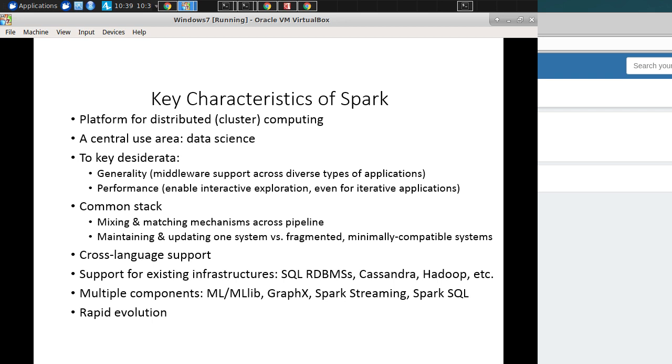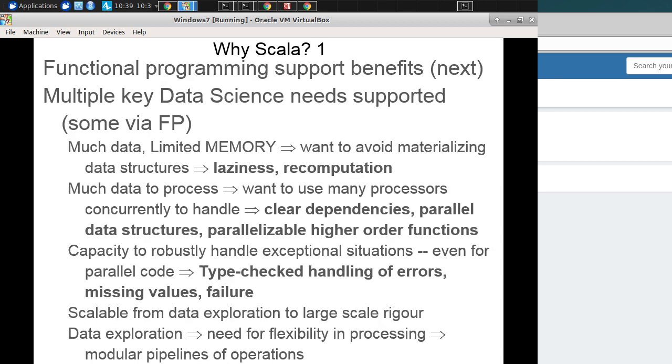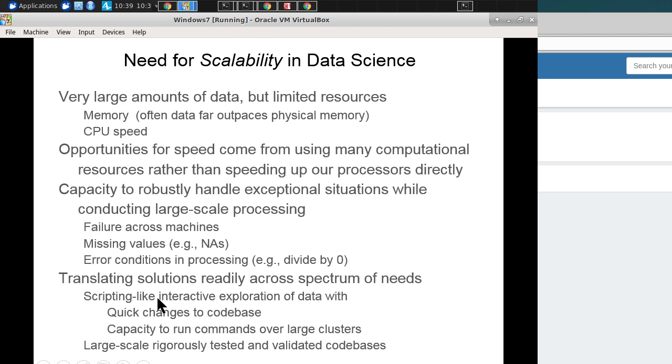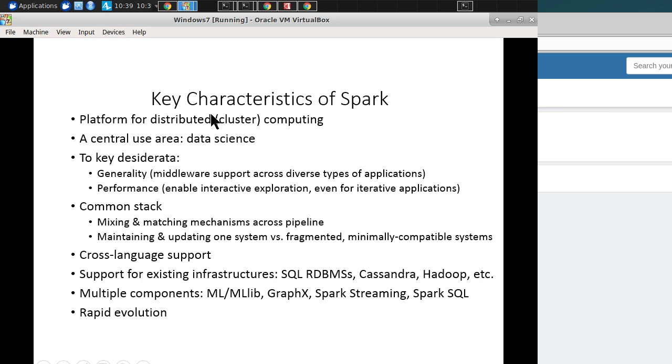So Spark is a platform that was created in many ways to meet the needs of effective, scalable data science. Many of the same desiderata that are addressed by Scala, particularly this need to go from scripting-like exploration to large-scale pipelines, the ability to handle huge amounts of data with limited memory, the ability to process things in a parallel fashion. Those all play a big role in Spark's design.